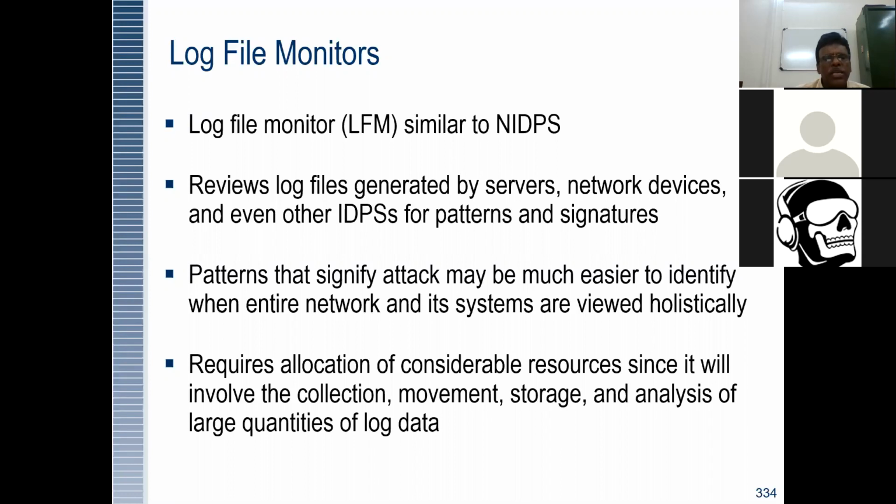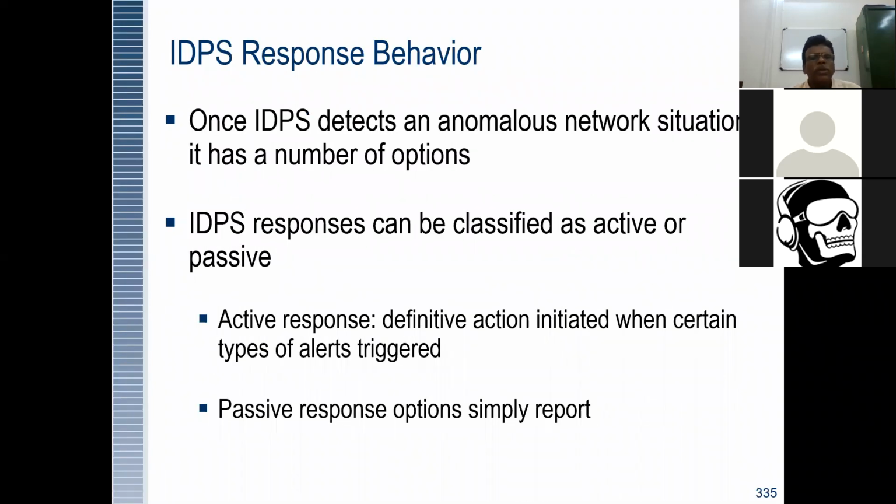Today we can easily observe how, within a short span of time, we get through to the www, Amazon.com, Yahoo, and Bangalore University, each with its own setup and flow of resource allocation. And what is the behavior of an IDPS? Once the intrusion detection prevention system detects an anomalous network situation, it has a number of options.